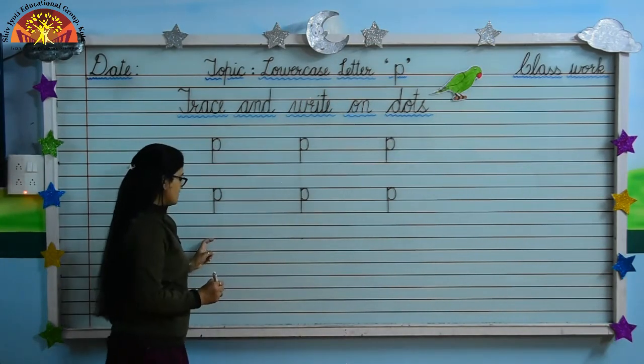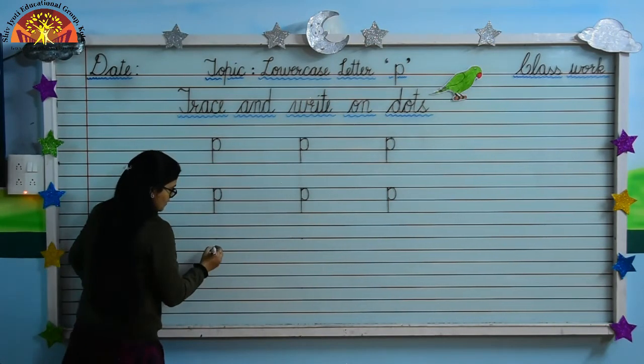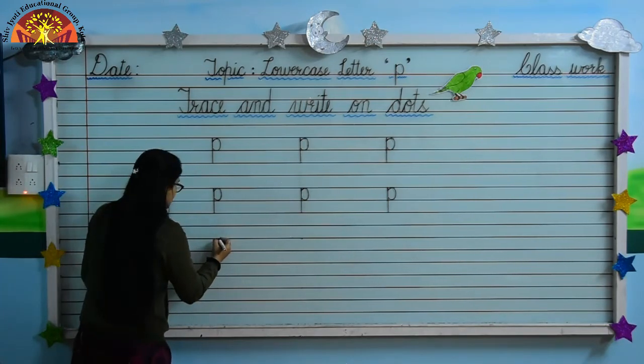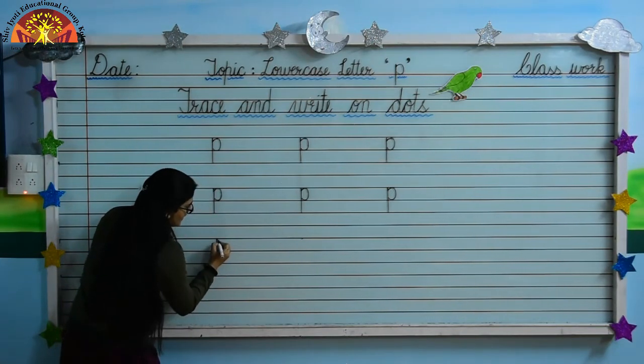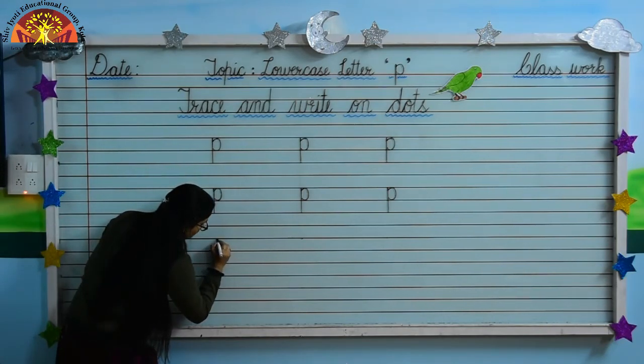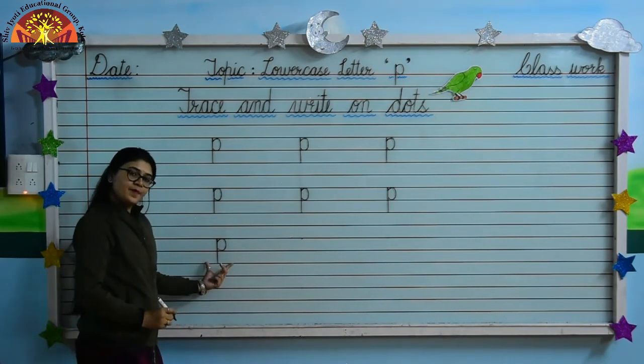Now we will write lowercase letter P on dots. So put your pencil here on dot and draw standing line. Like this. And now we will draw a small curve below the starting point from here. Like this. Lowercase letter P.